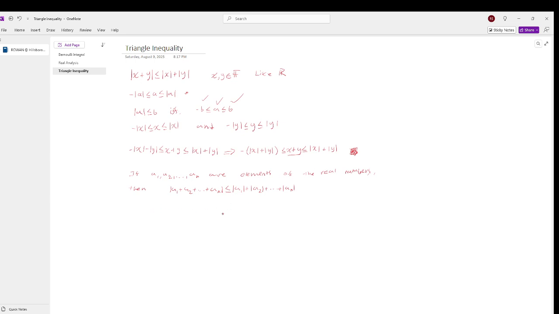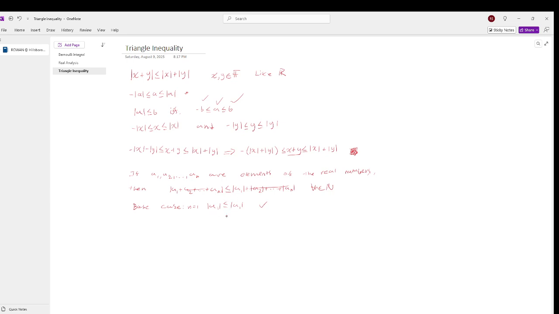So I'll show you, it'll make more sense. And this is, by the way, for all n is an element of the natural numbers. So what we're going to do is the base case first. I'll show you what I mean by base case. Let's say n equals 1. That would just be the absolute value of a1 is less than or equal to a1. Boom. We know that's true. So we prove the base case because those are equal.